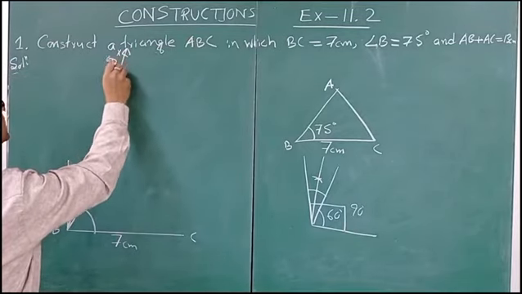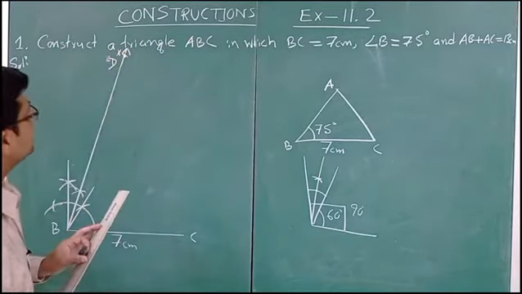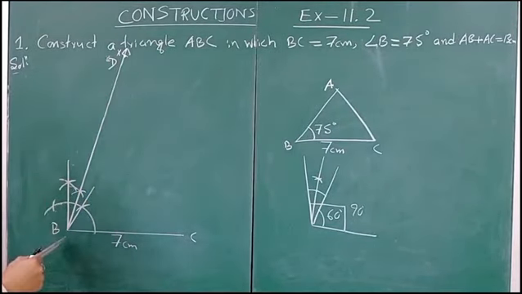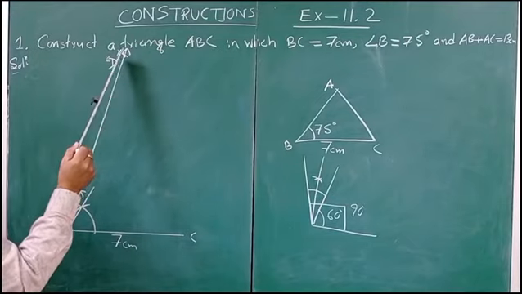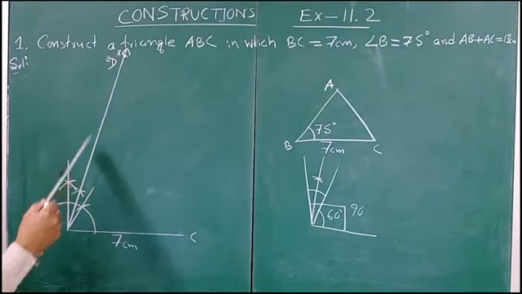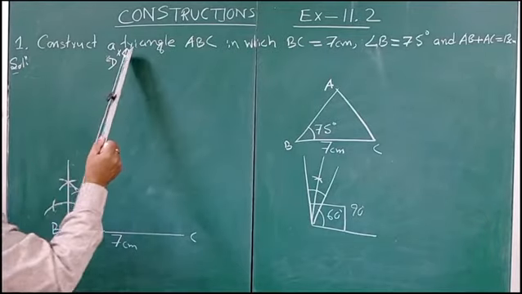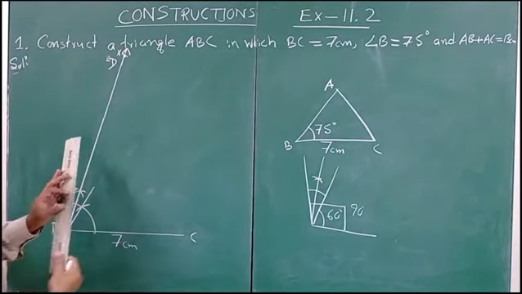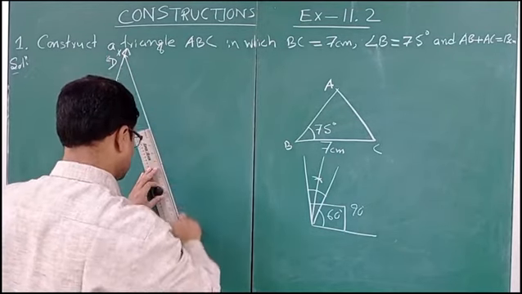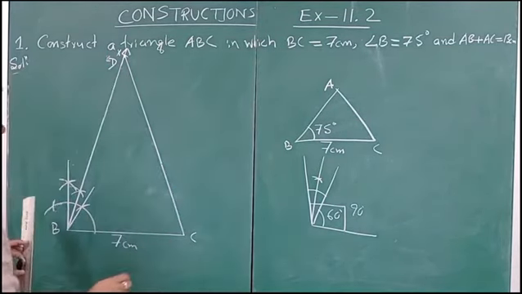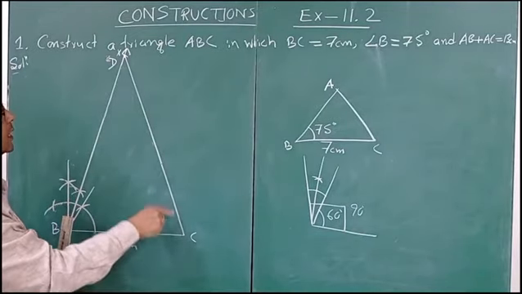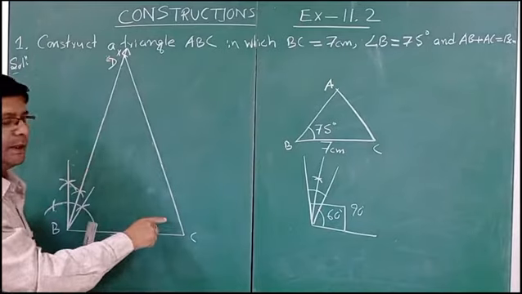So this point is D. Now what we will do? We shall join. Here BD is 13 cm. We have taken a point D on BX such that BD equal to 13 cm. Now let us join C and D. This CD is joined. Now what we will do, dear students, we shall construct the perpendicular bisector of CD.